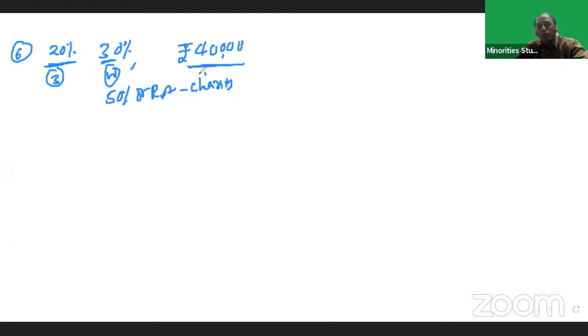Find the answer. He distributed 20% of his income to each of his 3 children. 3 into 20 is 60% completed. He deposited 30% of the amount to his wife's account.